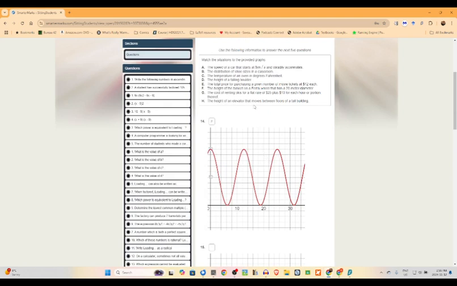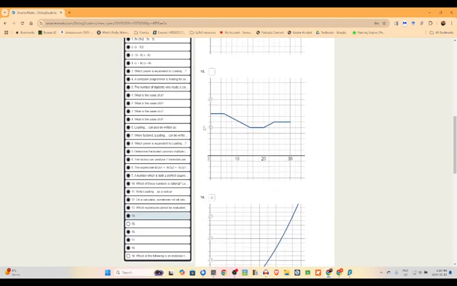And then finally, the height of an elevator that moves between floors of a tall building. That would be something that looks like 15. It'll stay at a floor for a while, go down to another floor, stay there for a while, go to another floor, stay there for a while, and so on.